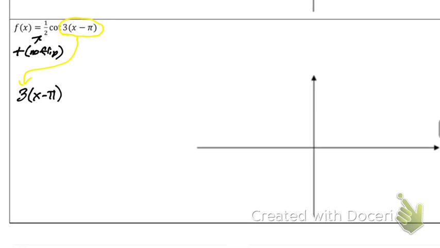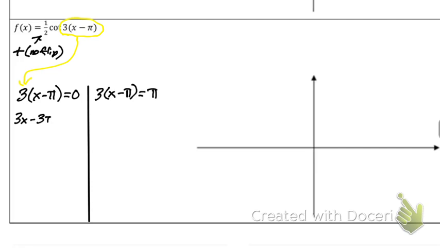So we're going to set 3 times x minus pi equal to 0. And we're going to do 3 times quantity x minus pi equals pi. Those are my original vertical asymptotes. I'm just going to shift them to see where they're going to go. All right, so that's going to give me 3x minus 3 pi equals 0, which would be 3x equals 3 pi. Divide both sides by 3 and you'll have x equals pi. So we have a vertical asymptote at pi.